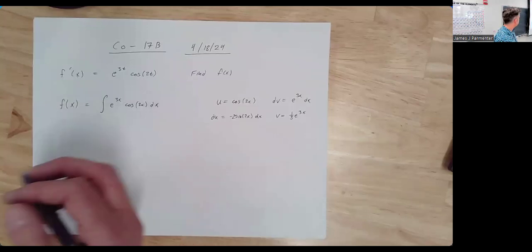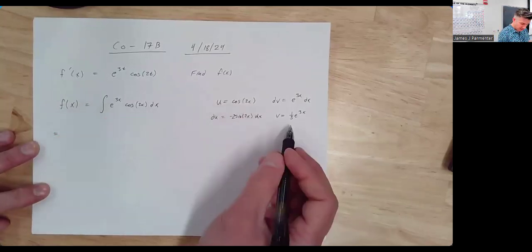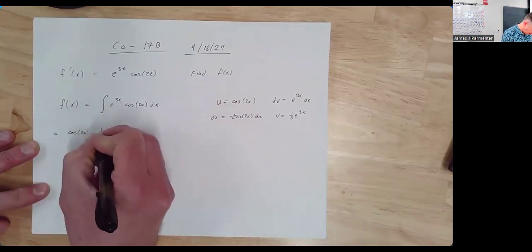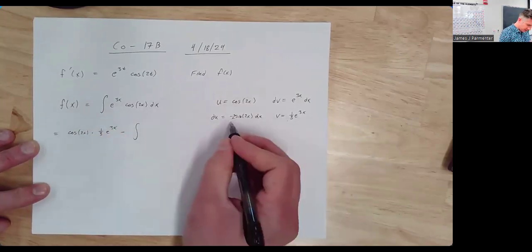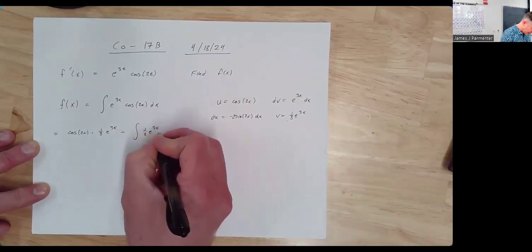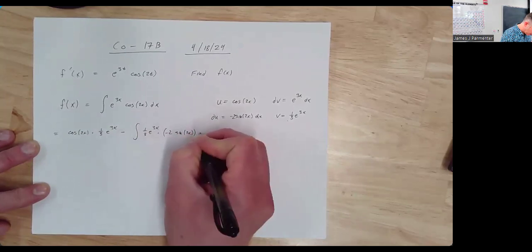So then we rewrite it, and we're going to get our u times our v. So it's going to be cosine of 2x times 1/3 e to the 3x minus the integral of our v times our du, which is 1/3 e to the 3x times negative 2 sine of 2x dx.